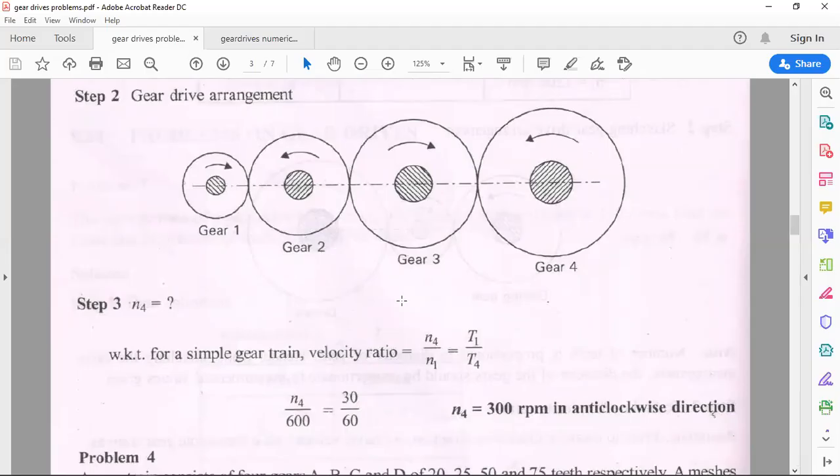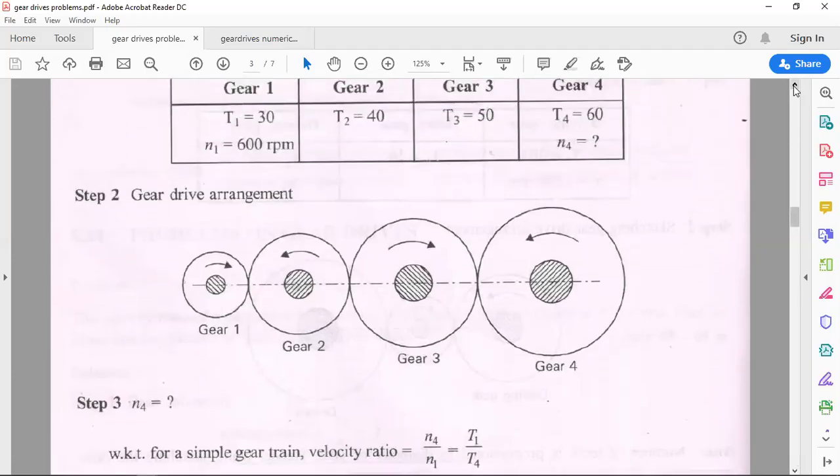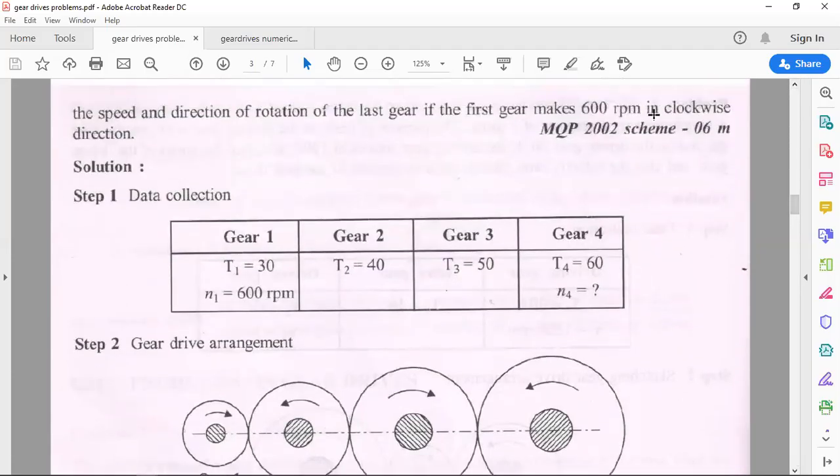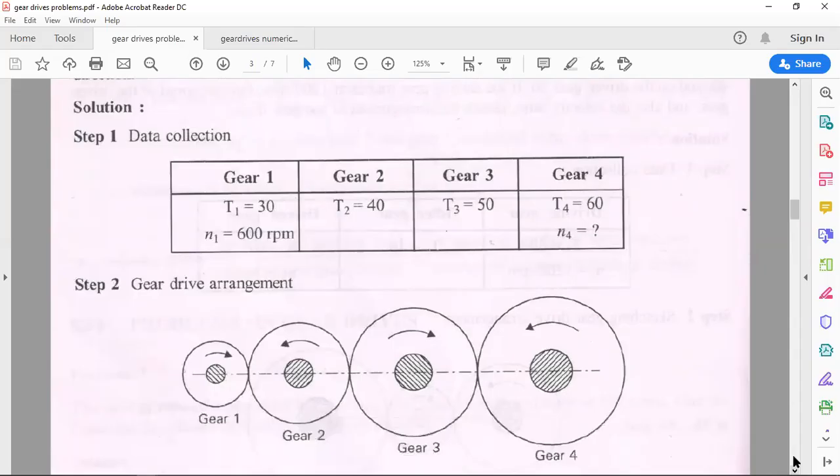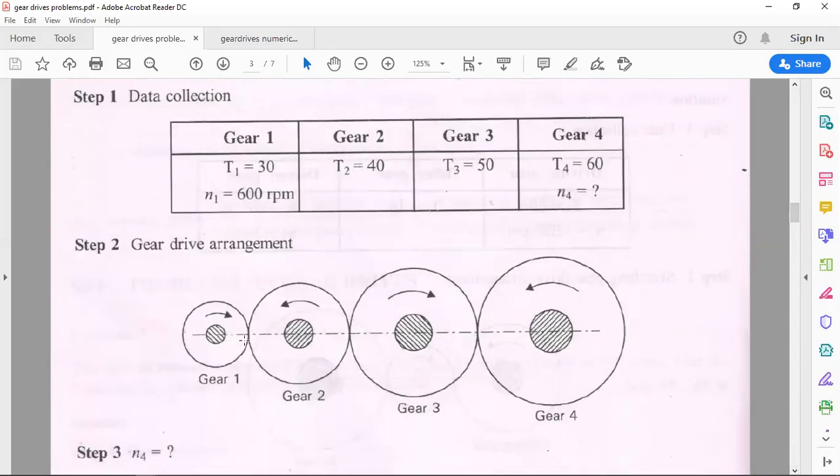And we need to find the direction of rotation. As mentioned in the problem, the first driver gear is rotating in clockwise direction. Because this driver drives the next gear in the opposite direction, if it is clockwise, then this will become anti-clockwise. When two gears mesh, both rotate in opposite directions. Because this drives this one, it goes in this direction, so it is anti-clockwise.